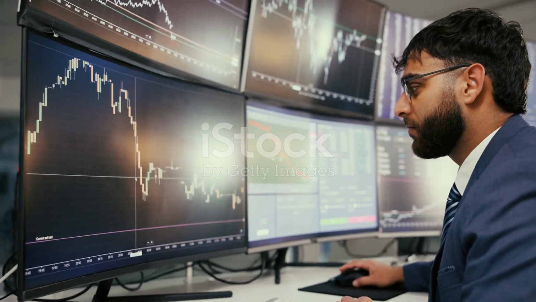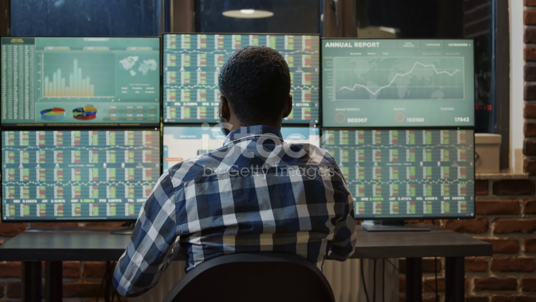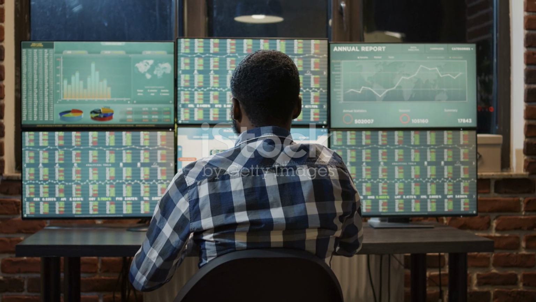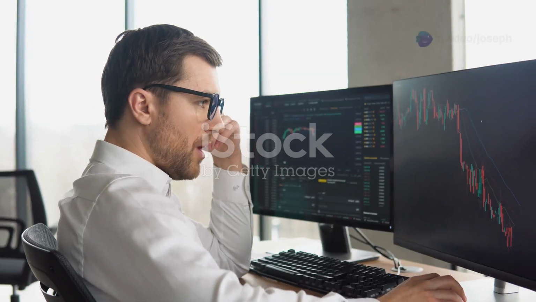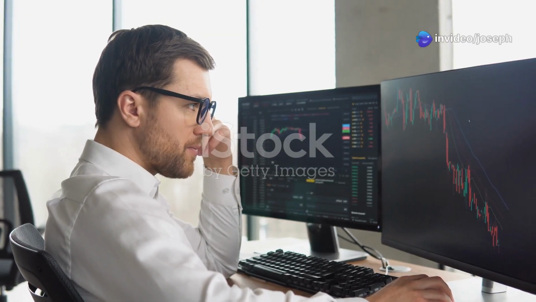Let's talk about the most crucial element of trading success: mastering your trading psychology. Because here's the thing, trading is more of a mental game than anything else. It's about managing your emotions, staying disciplined, and not letting those pesky psychological biases cloud your judgment.